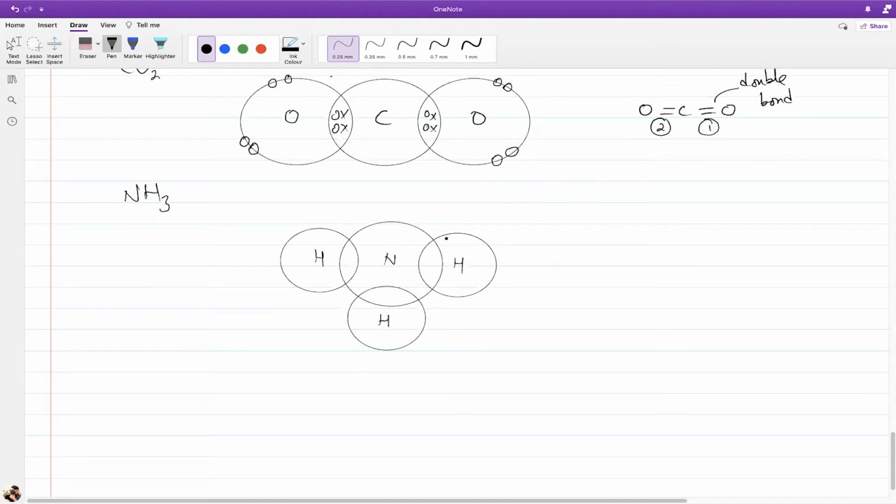So the remaining three hydrogens go on the side. How do I know I have to draw 3 hydrogens? I look at the number here. H3 means I have 3 hydrogen atoms that are bonded. Okay, N has no number with it, that means 1 nitrogen atom.